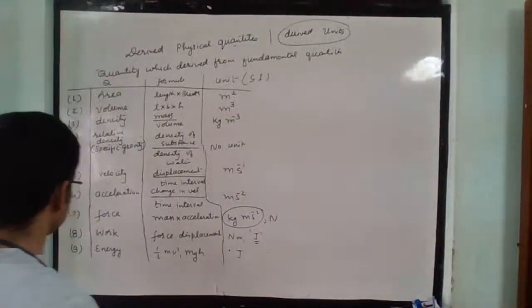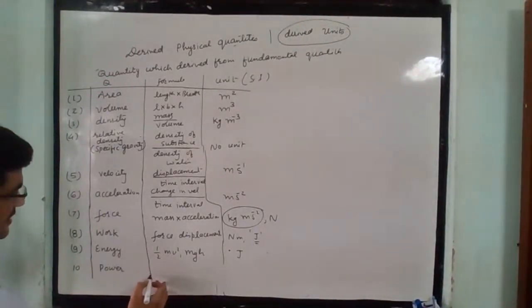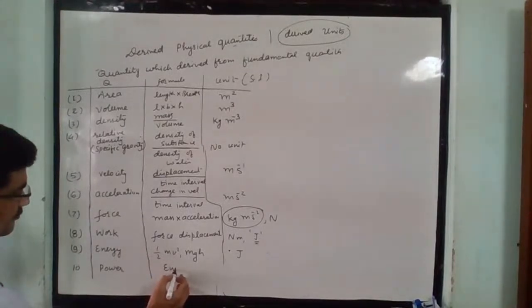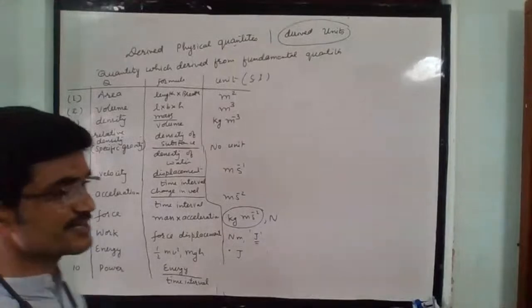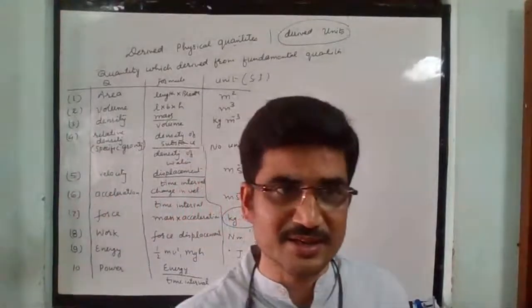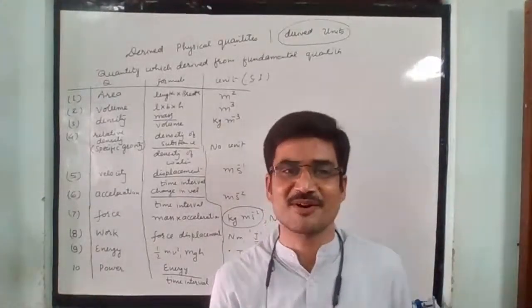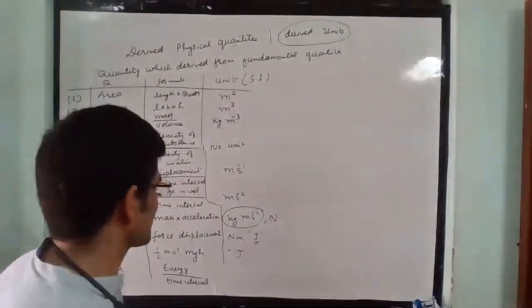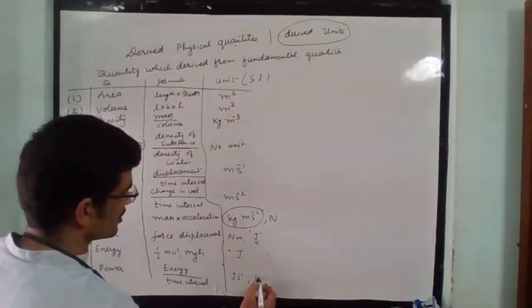Next one, power. Power is energy per unit time, energy divided by time interval. How much energy is utilized per unit time, how much work is done per unit time, how much energy is lost or gained per unit time, all this we term as power. It is joule per second, and a special name is given here also, that is called watt.